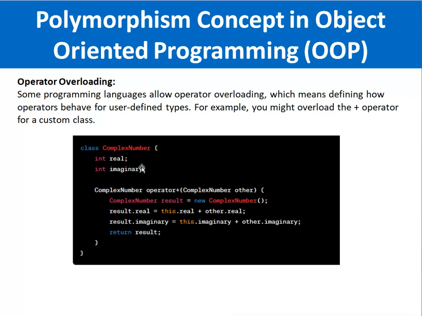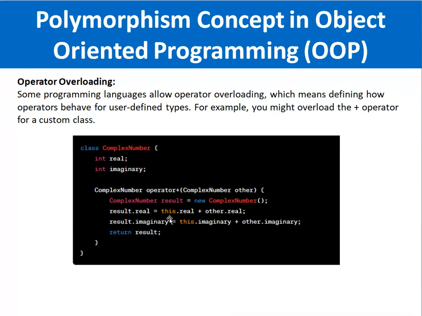Okay, so for example this is the class ComplexNumber, which has two integer values, real and imaginary. These are the two attributes. And then the operator plus which takes the input other, and then we create an object of ComplexNumber called result.